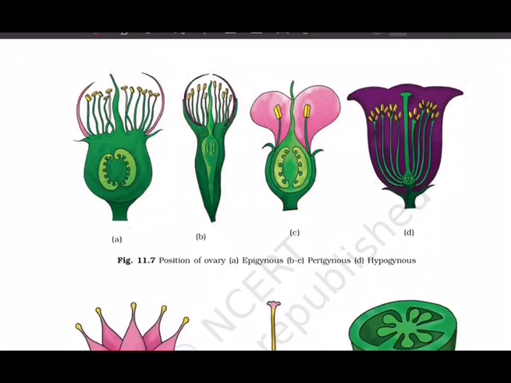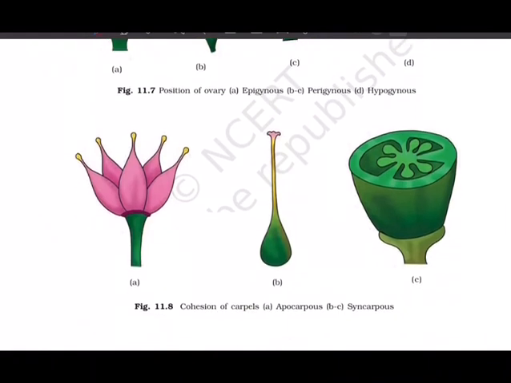And then the position of the ovary. Of course, already two or three times we have discussed this. Epigynous, you can see the ovary position. All other things are up, the ovary is inferior. Perigynous, neither superior nor inferior. And then D, hypogynous. You can see here the ovary is superior, all other parts, even the anthers, you see, are originating below. That's why we say hypogynous.